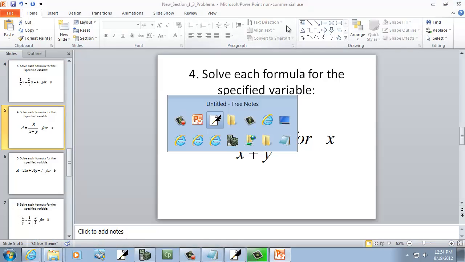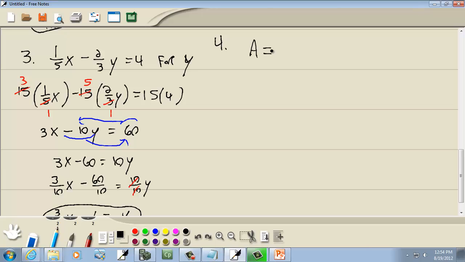Let's take a look at another problem. We've got a is equal to b over (x plus y), and we'll solve it for x. Okay, first step, get rid of parentheses, don't have any. Second step, get rid of fractions. Multiply everything by the LCM of all your denominators. Now I only have one denominator, the x plus y, so that is our LCM. So multiply both sides by x plus y.